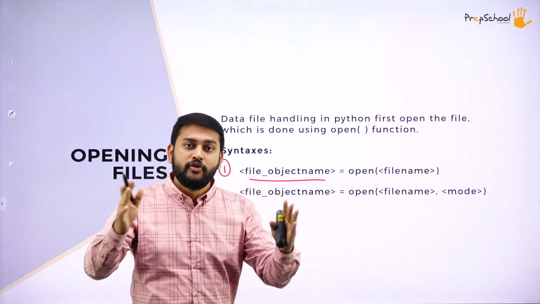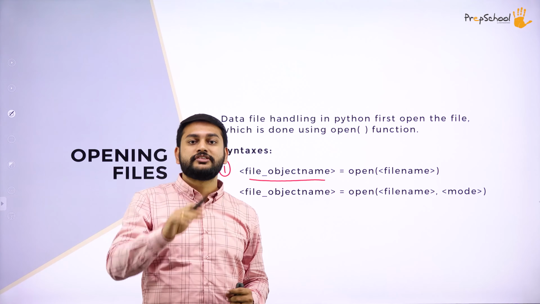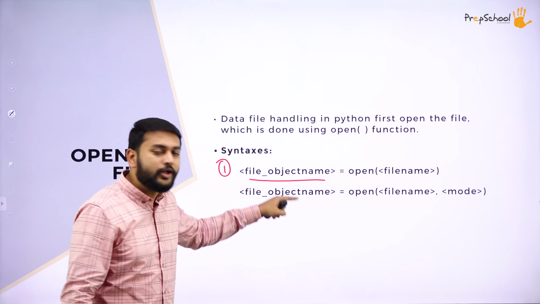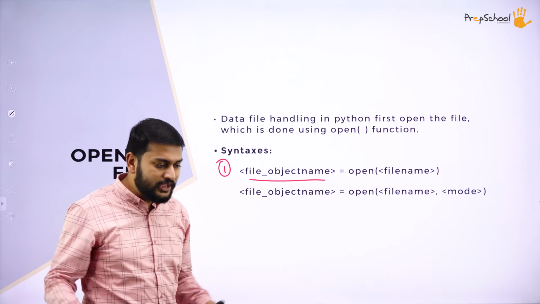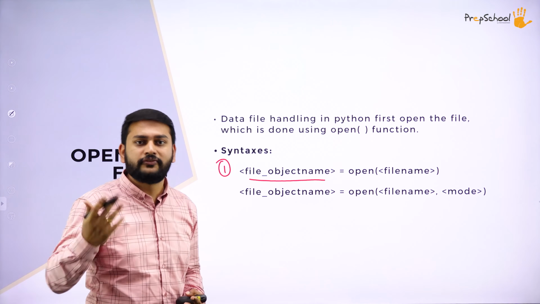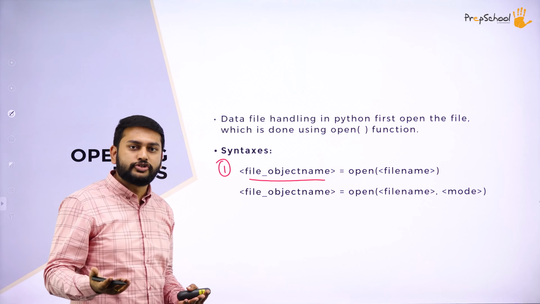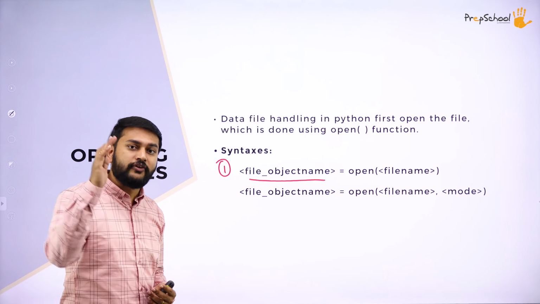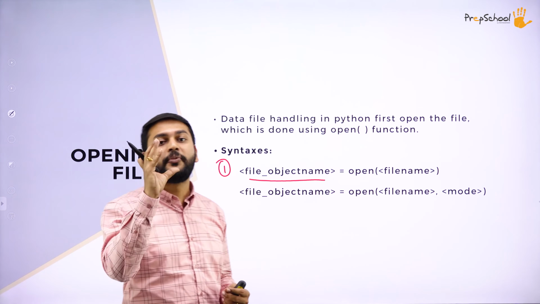If I have a file, for that file I am creating a reference, that I will call a file object name. So I have a file, and for that I am just creating the file name. That is also how you can imagine it. So what is this file object? The file object is a reference that I am trying to create for that particular file.